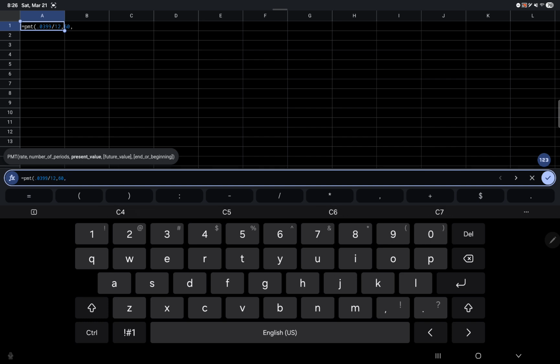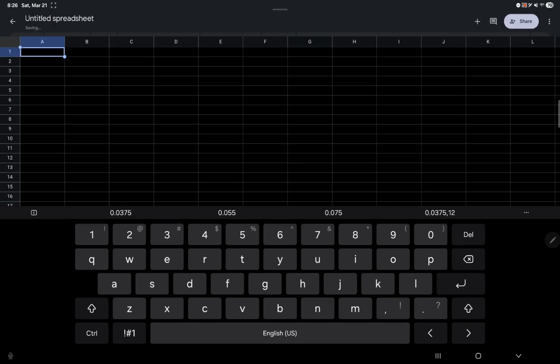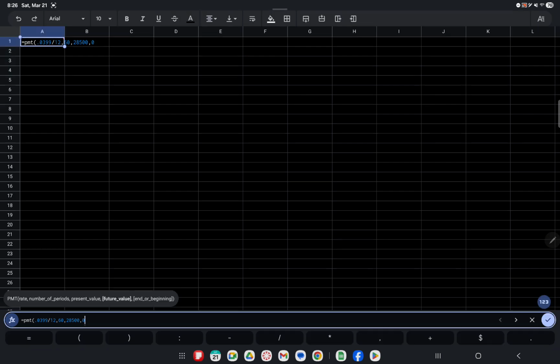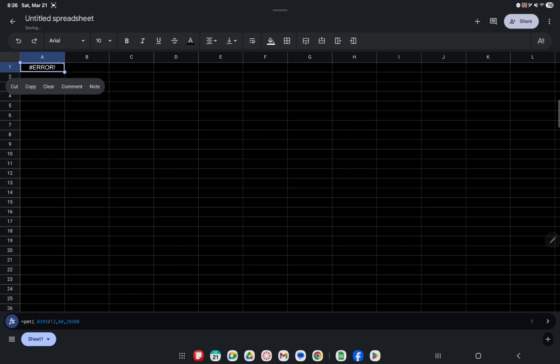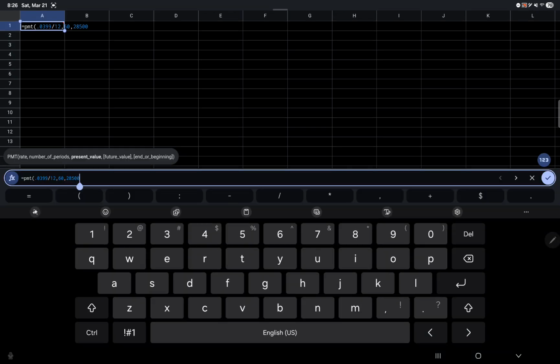And then we are doing the present value. So that's going to be the 28,500. And then I think we put 0, and then it'll, nope. Okay, maybe we don't want 0 in it. Why is it giving me an error?